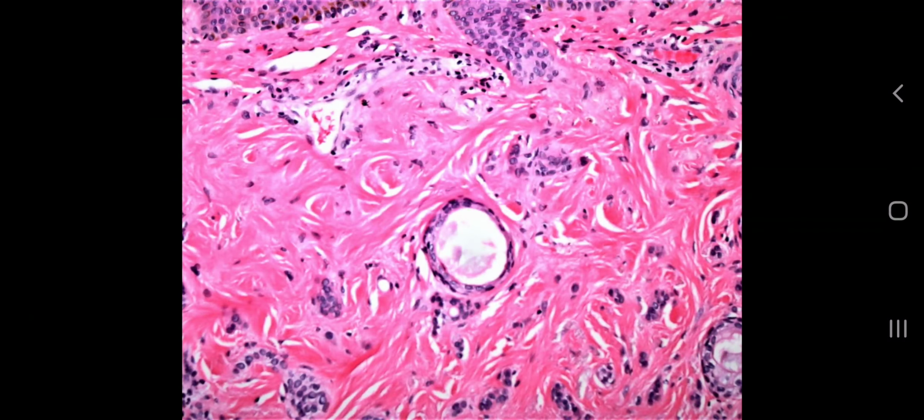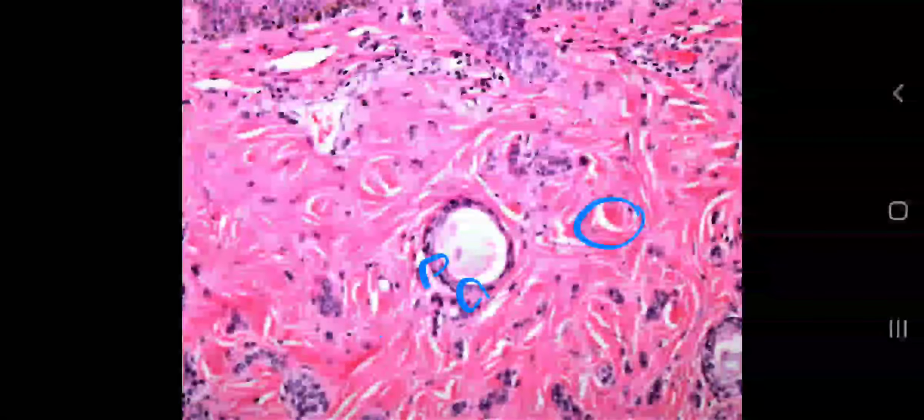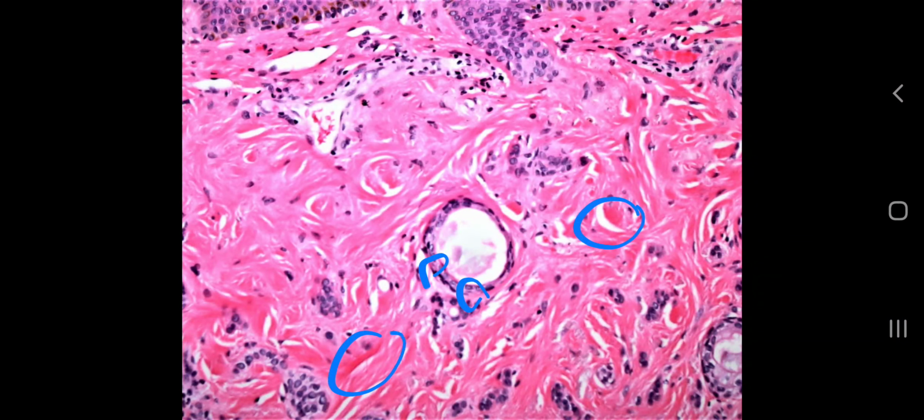This is an even closer look where you can comment on the nuclei as well. There are rounded nuclei, which means the lining epithelium is cuboidal epithelium. Also, the collagen fibers which are swollen are visible here, representing the sclerotic or fibrotic stroma.